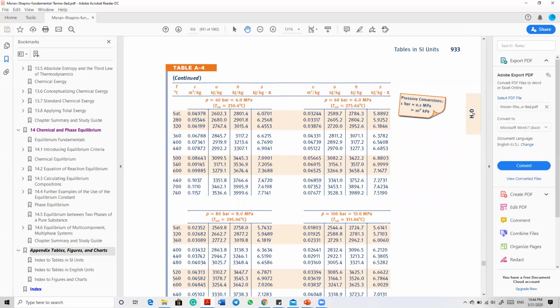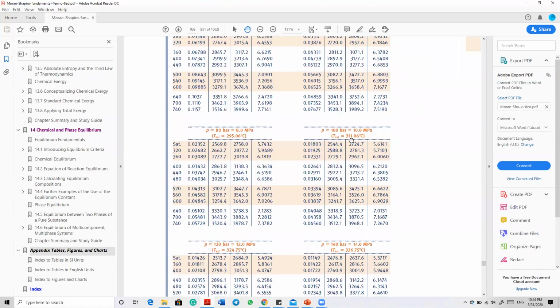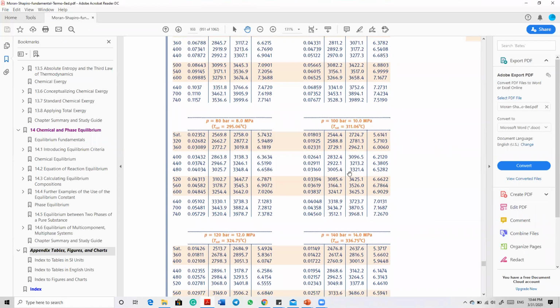Okay, here is what I have. Here it is. Okay, you see here, this is 10 megapascal. At 10 megapascal, I look at 400 degrees centigrade. This is 400 degrees centigrade. I go all the way to here, and these are the properties, right? These are the unknown properties.